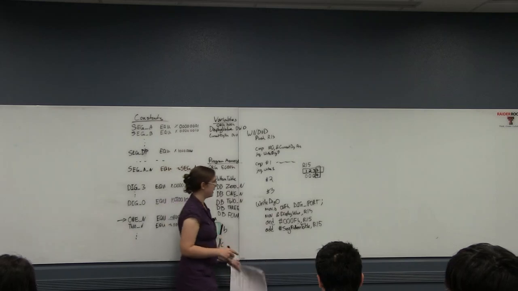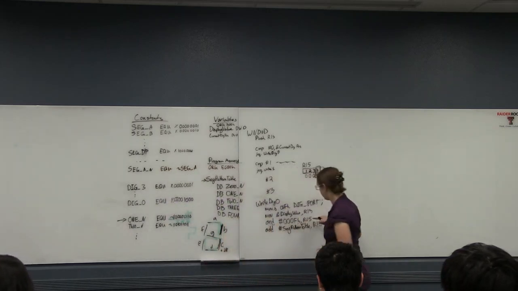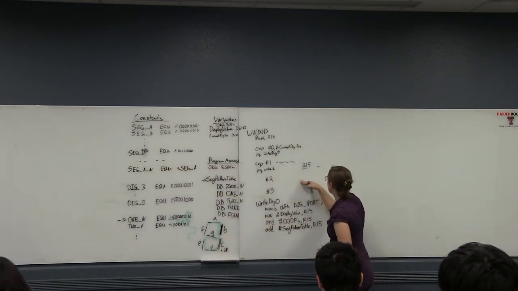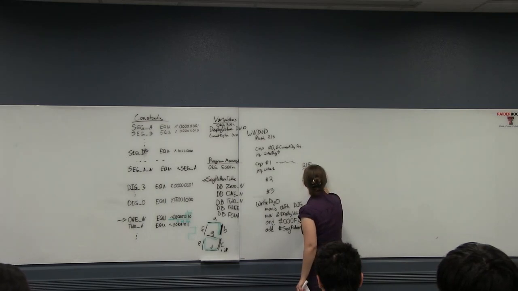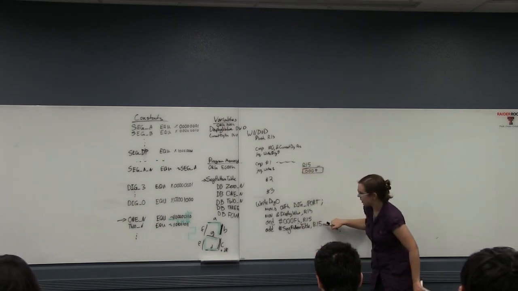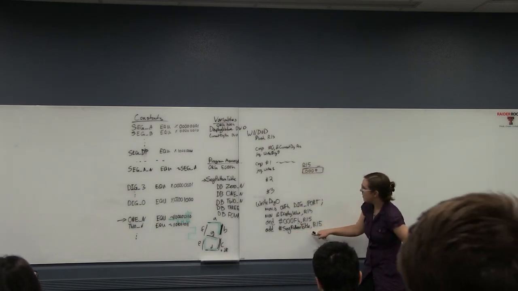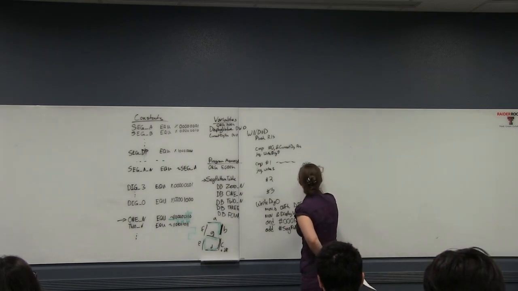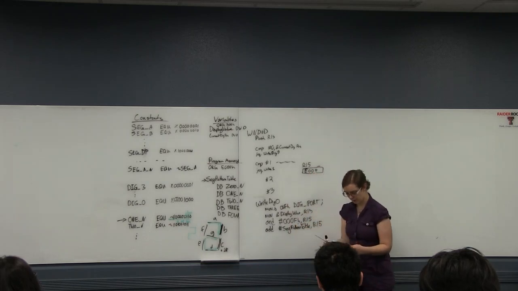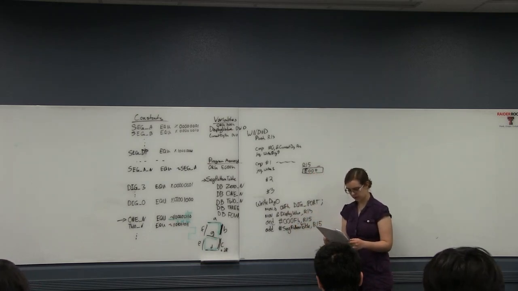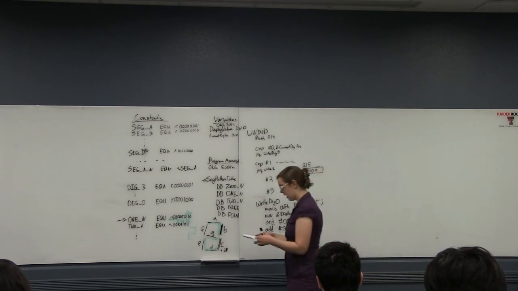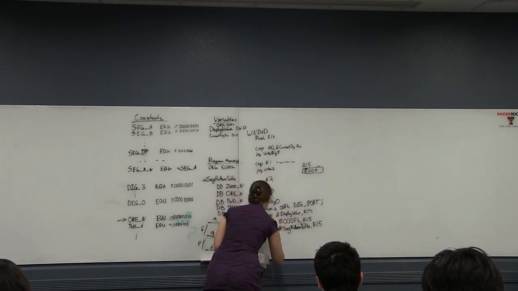So now R15, well, at the end of this instruction, R15 contained the value 0004. At the end of this instruction, because we added the segment pattern table, it ends with the value E1004. So, and then we have this line.